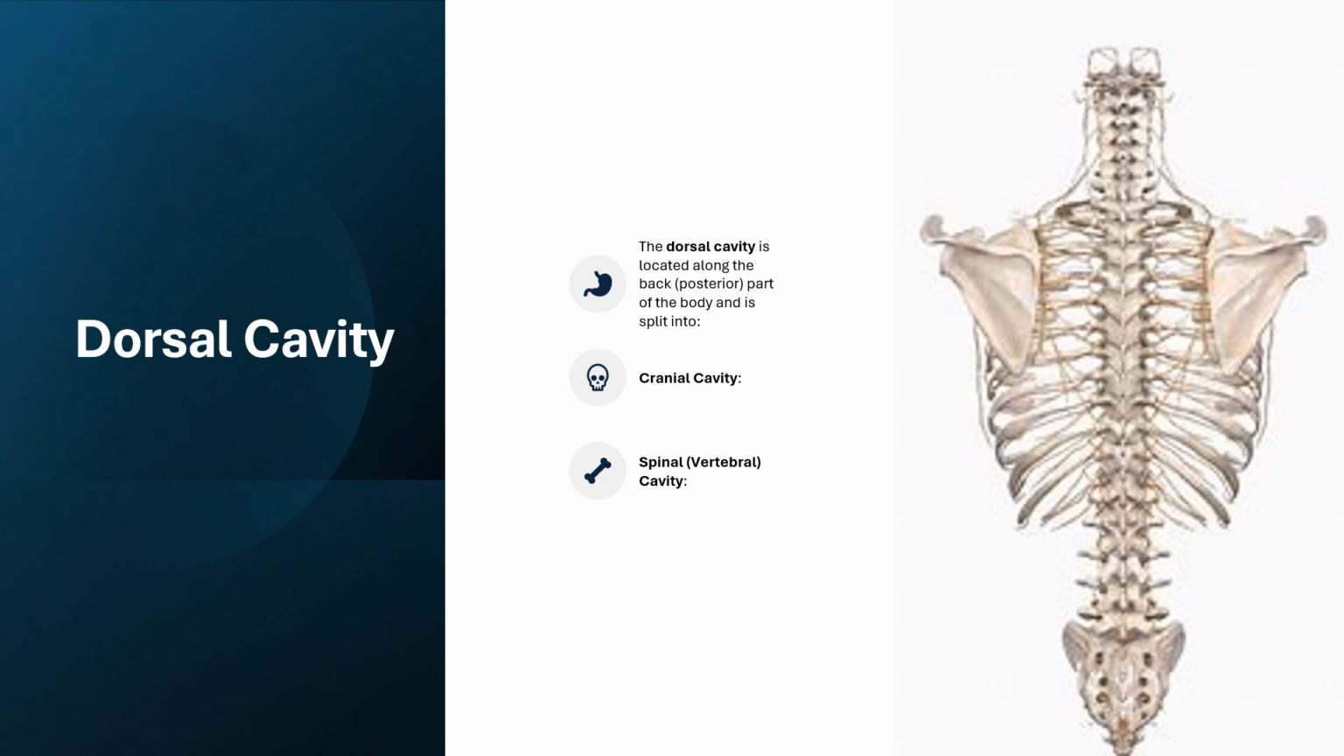The cranial cavity. So this contains the brain encased by the skull. It provides protection for the brain against physical impacts and injuries. Then we have the spinal cavity. This cavity houses the spinal cord, extending from the brain through the spinal column. The vertebrae protect the spinal cord, which is crucial for transmitting nerve signals between the body and the brain.